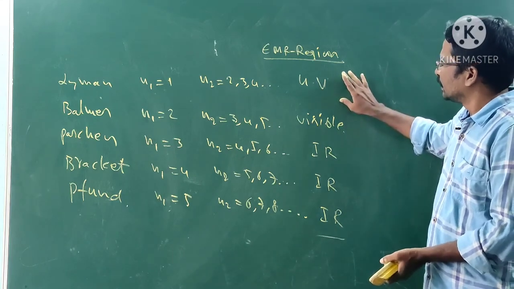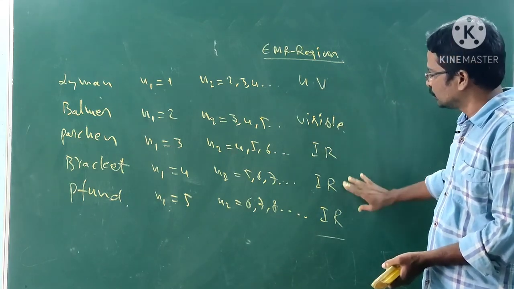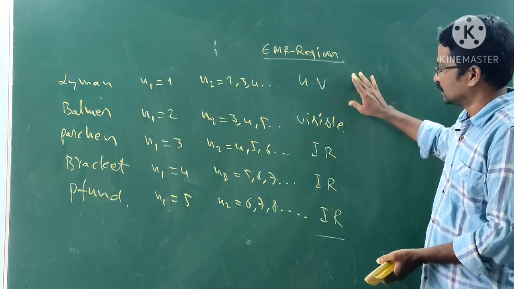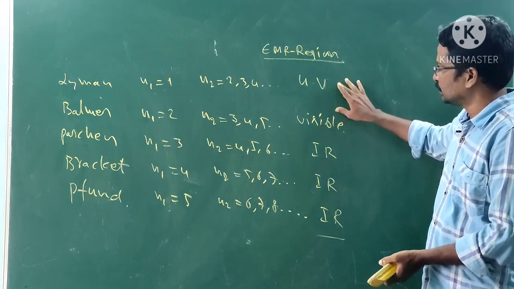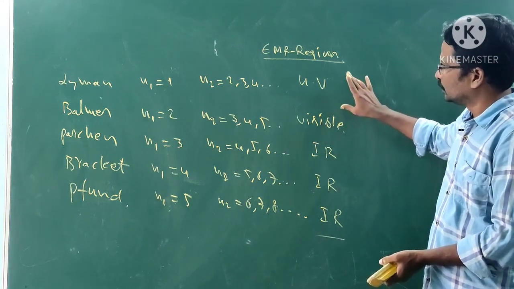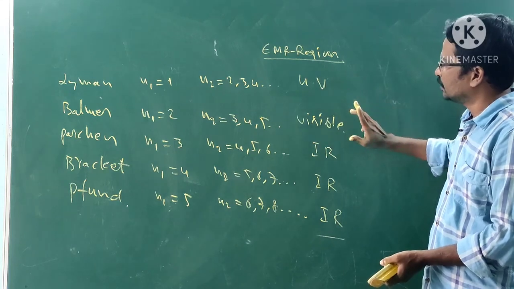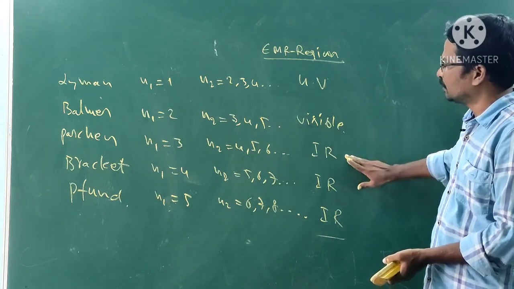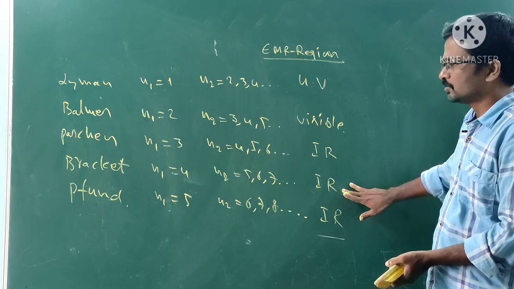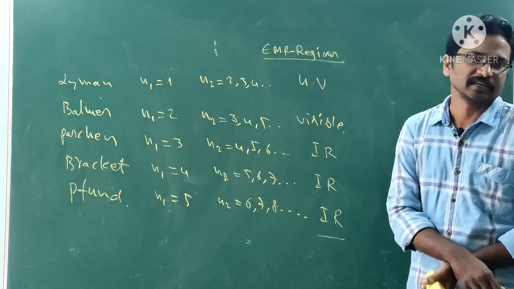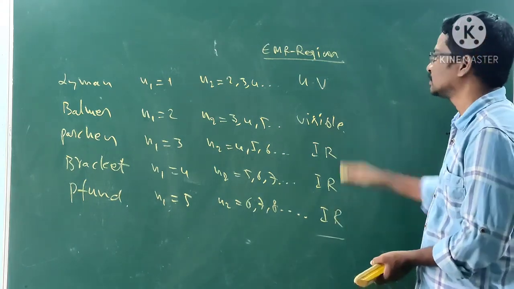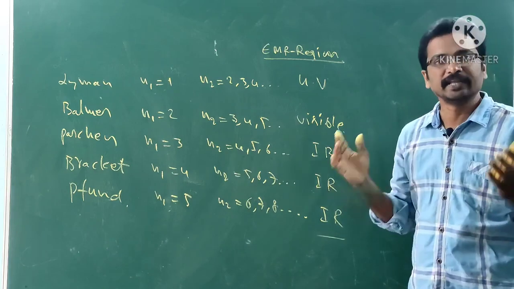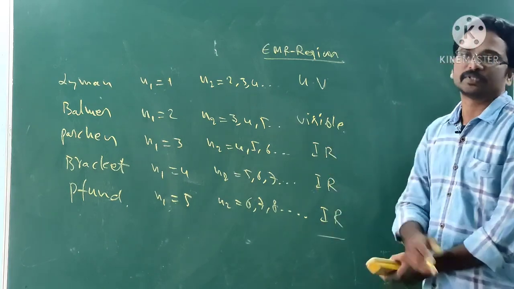These are the radiations they passed into the samples. The region means Lyman passed the UV radiation, Balmer passed the visible radiation, Paschen passed the IR, and Brackett also passed the IR. By passing these radiations, they get the electromagnetic spectra.